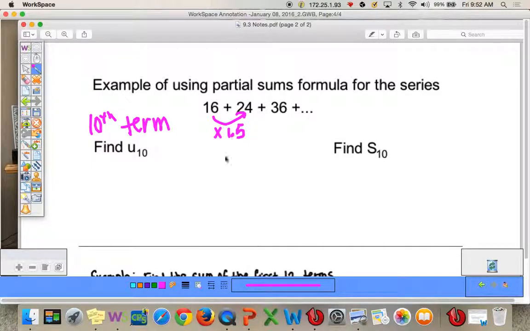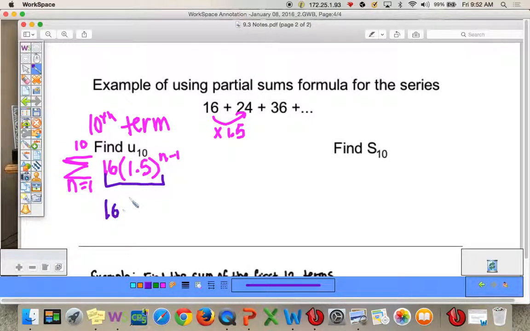All right, so to find the 10th term, here's our summation notation. N equals 1. We can find the 10th term. First term 16. This is going up by 1.5 to the n minus 1 power. Let's just use this part to find one term. It's just 16 times 1.5, 10 minus 1 is 9. So if we do that, this gives us the 10th term. So again, this is the first term, so the 10th term would be 10 minus 1. And that would be 15.09. Okay, so here's the 10th term, or you can just hit 16, hit enter, and then multiply by 1.5 9 more times to get to the 10th term.